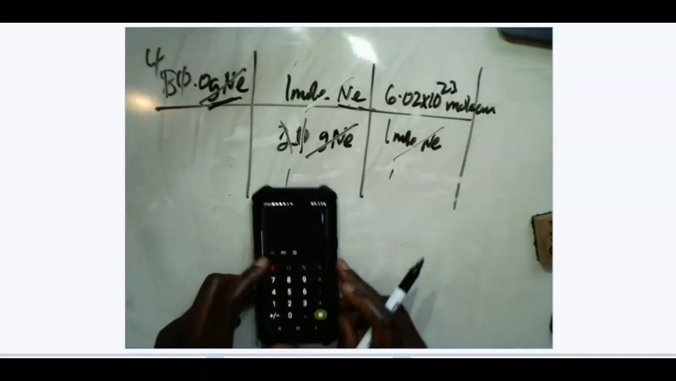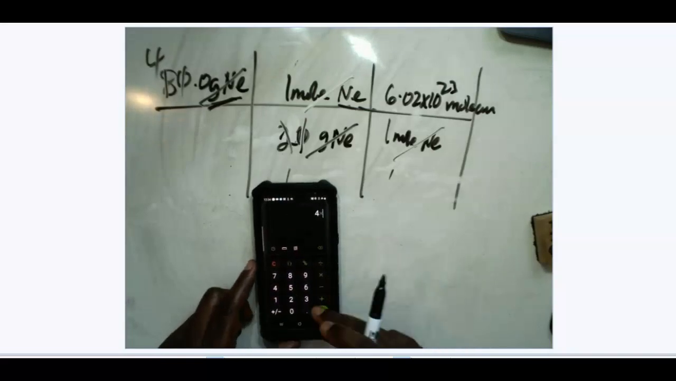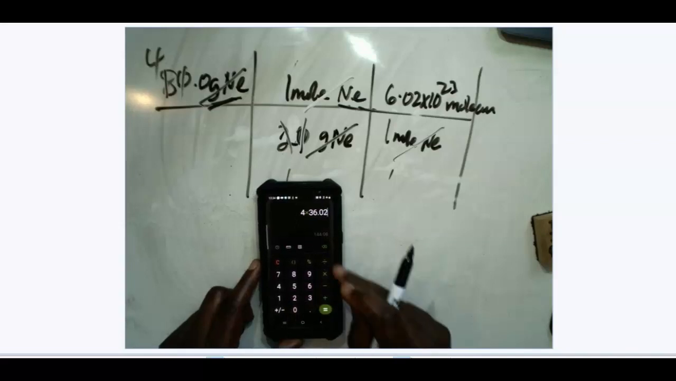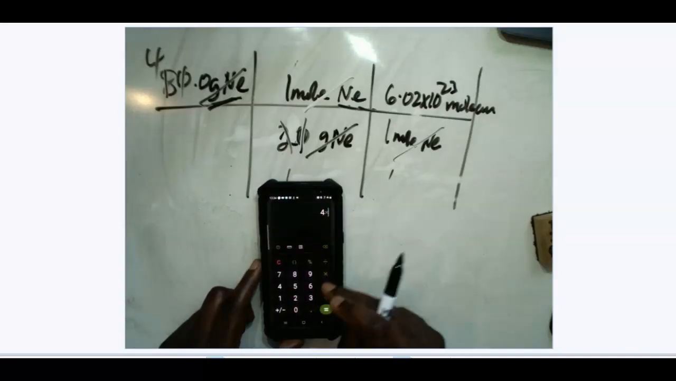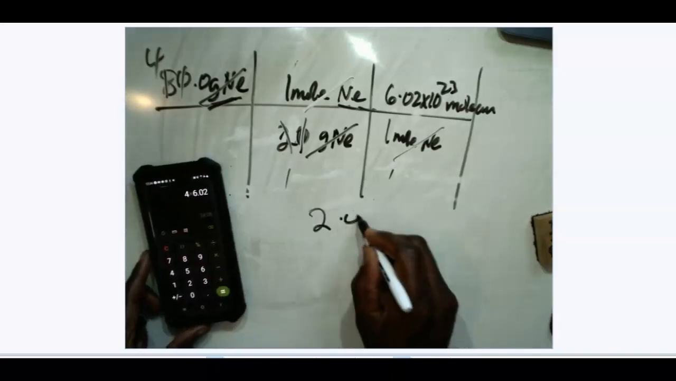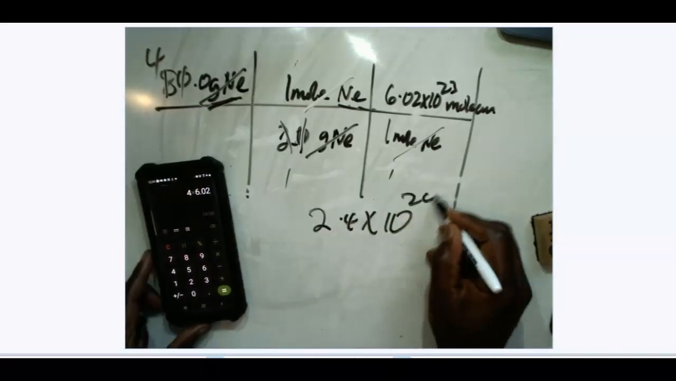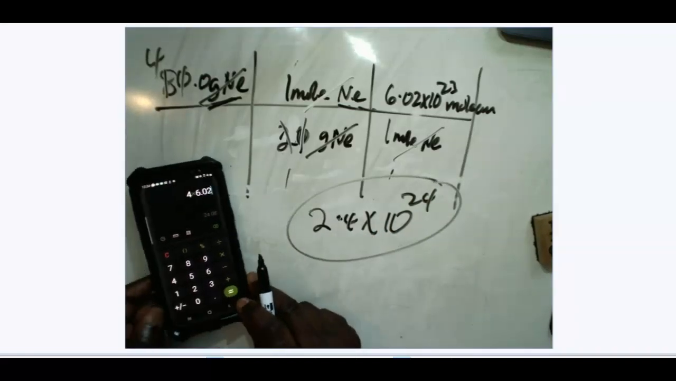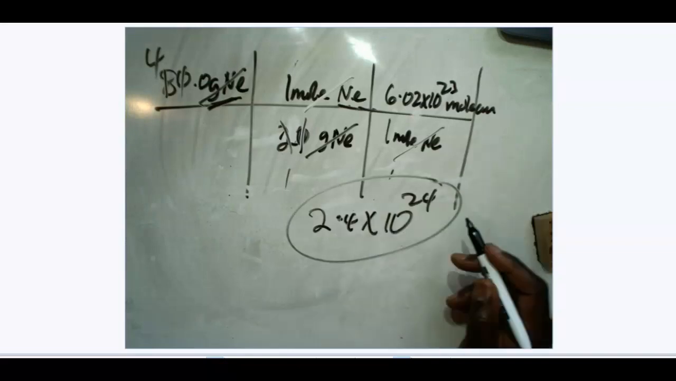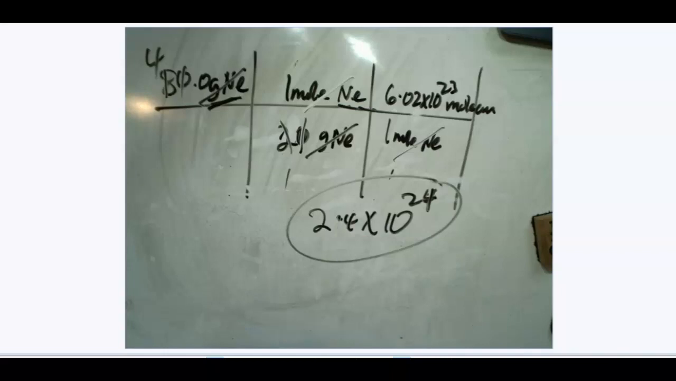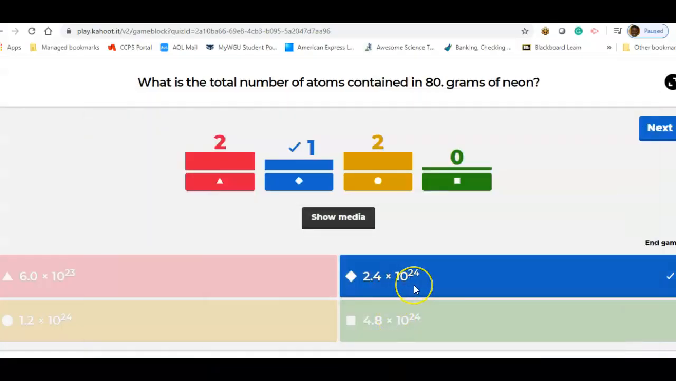We can just multiply 4 by 6.02. Sorry, 4 by 6.02. That will give me 24.8, so I'll have to move the decimal point 1 step. That will be 2.4 times 10 to the 24th power. That's how we got that.